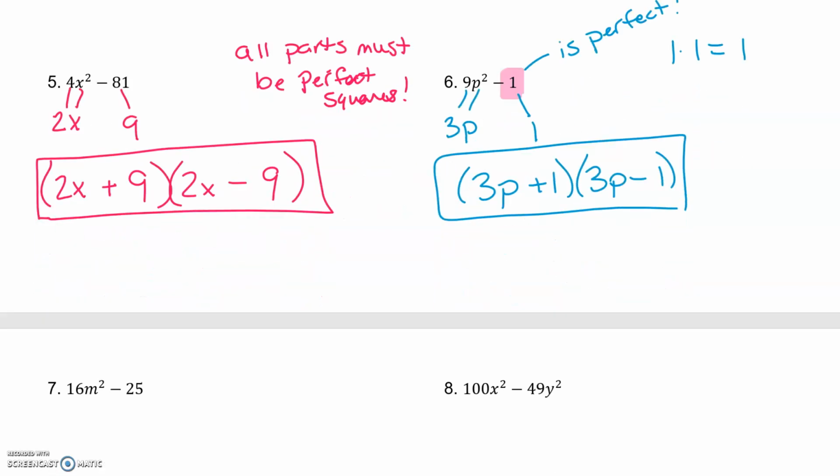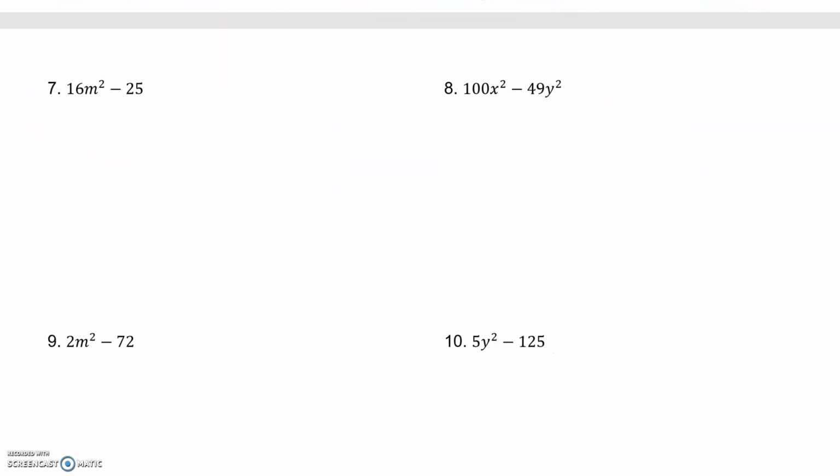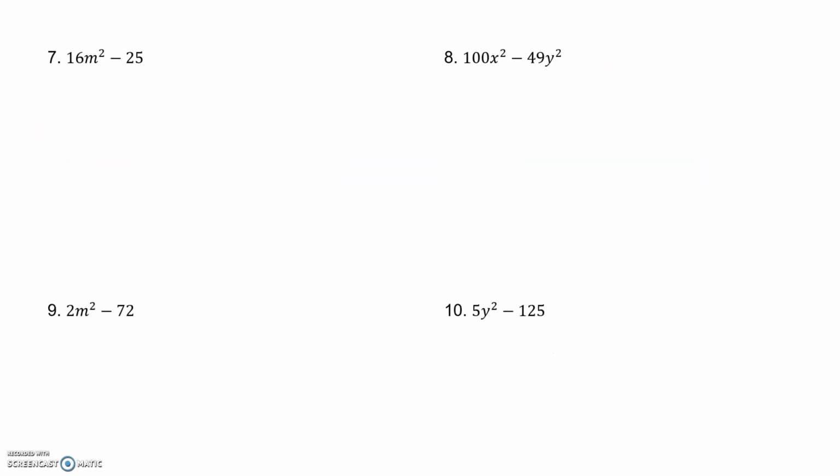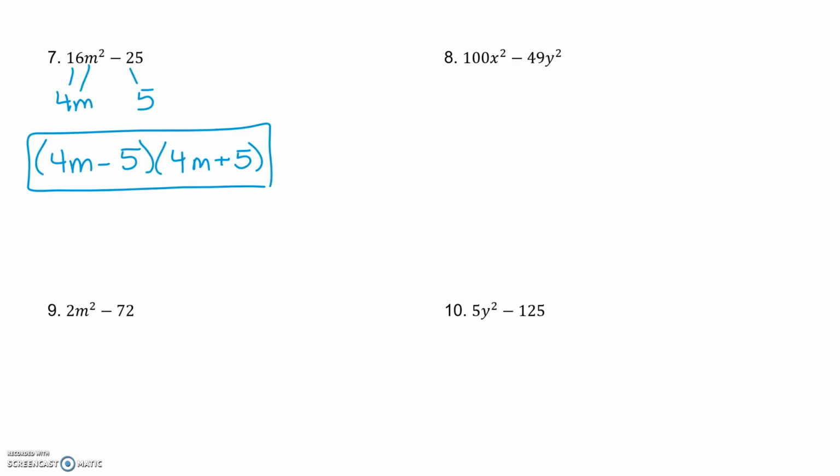Okay, so let's move on. Go ahead and take a second, do number 7. All right, here's the answer to number 7, 4m minus 5 times 4m plus 5.